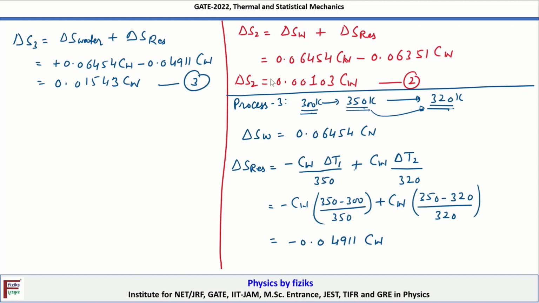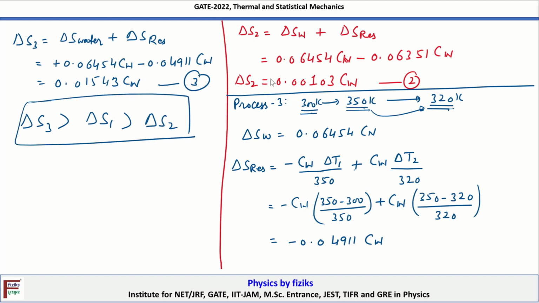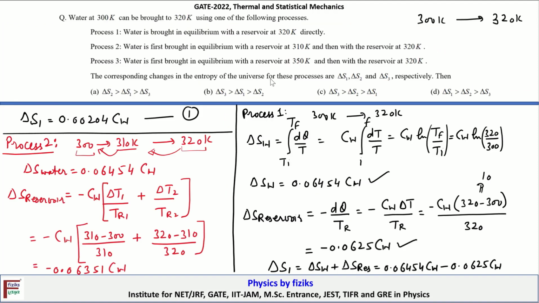So if we compare equations 1, 2 and 3, we will notice that delta S3 is greater than delta S1 and it's greater than delta S2. Okay, so let's see which option it corresponds to. So 3 is greater than 1, greater than 2. That means option B is the correct option here.